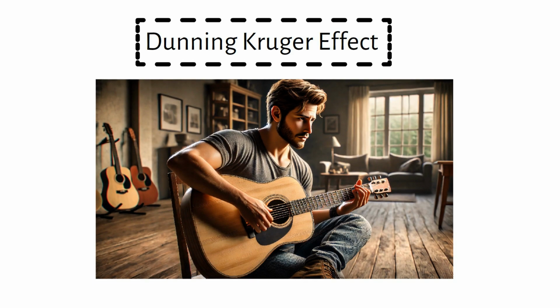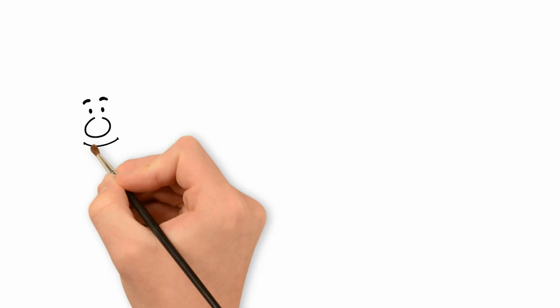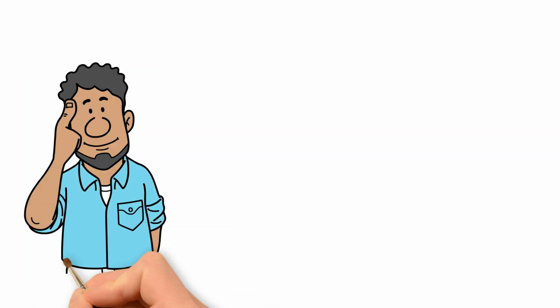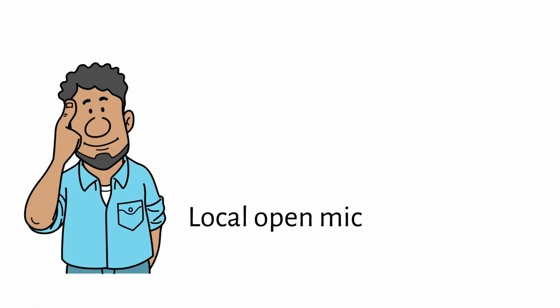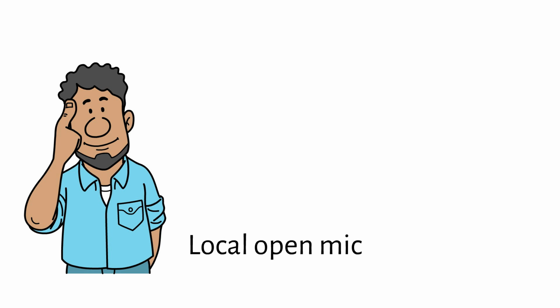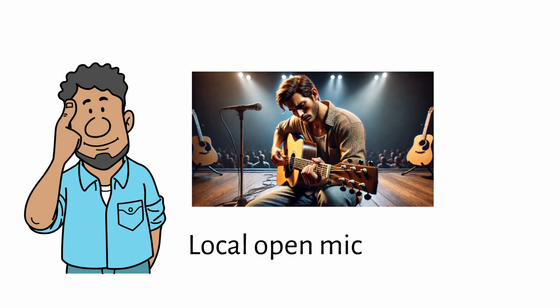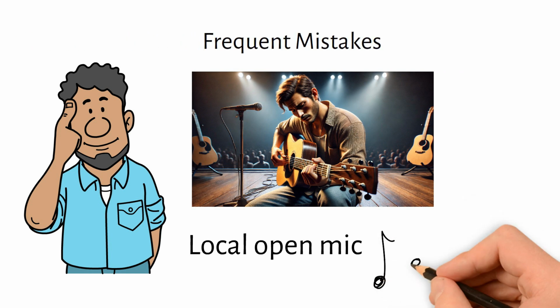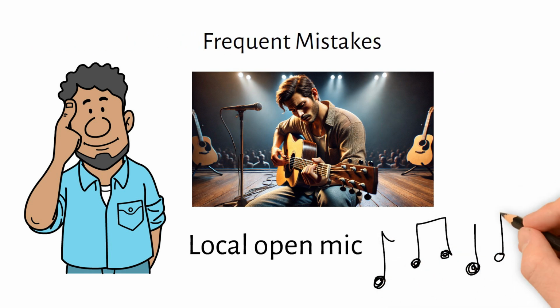Dunning-Kruger effect. Now, Tom took up guitar, and after learning a few basic chords, he felt like a pro. Confident in his abilities, he signed up to perform at a local open mic. On stage, he quickly struggled with complex transitions, forgetting the rhythm and making frequent mistakes. His confidence had far outpaced his actual skill.